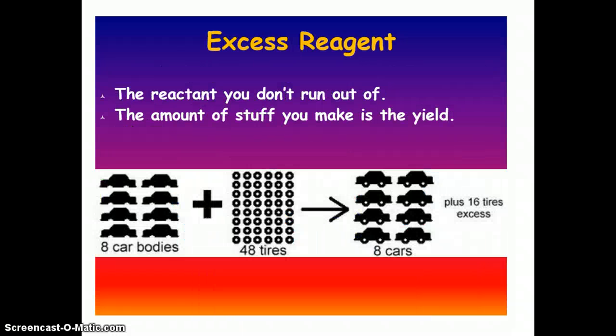All right, on the opposite end, you have the excess reagent. This is the one you don't run out of, the one you have extra of. So if you have cars and tires, and then you have 8 total cars that were combined with tires and 16 extra tires, the 16 extra tires are the excess reactant. The amount of stuff you made is called the yield.